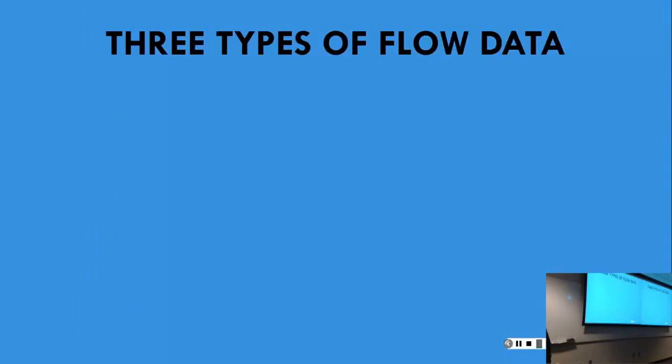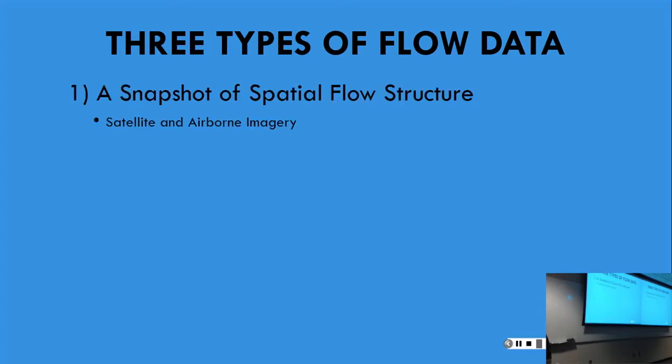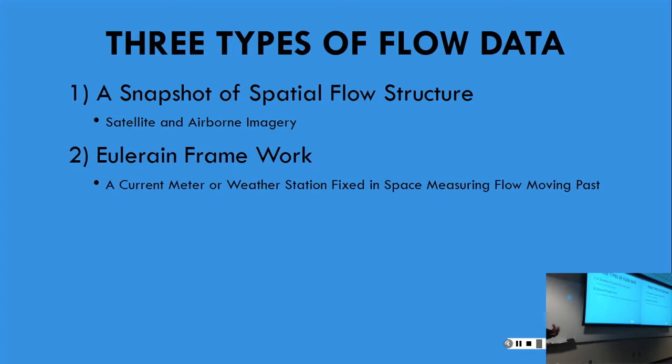And we'll start with looking at 3 types of flow data. This is my version of it; there are probably other ways of looking at it. First we have a snapshot, an aerial photograph or a satellite image that shows the spatial flow structure. People use this in atmospheric science, we see it in oceanography, and we also see it used in rivers as well. The other is this Eulerian framework, which means you have a current meter and the water flows past you, and you're measuring that flow. Could be a weather station fixed in space.